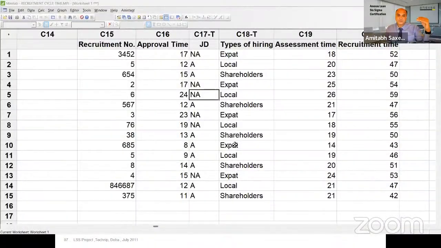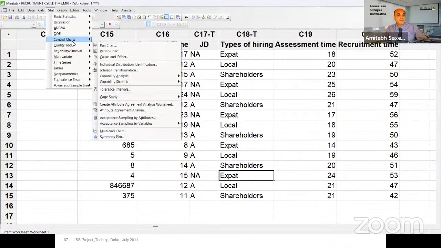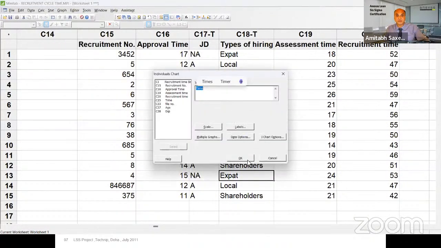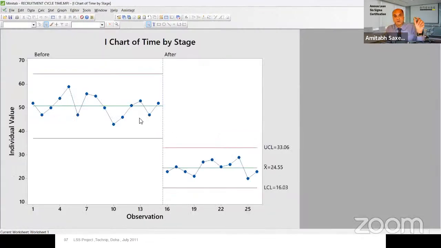So let me show you that. They reduced the recruitment cycle time, and this is very clearly visible from their control chart. So the before and after control chart indicates the shift in the control limits. If you see carefully, the control limits have shifted. LCL, UCL before and LCL and UCL afterwards, they've reduced. That means the process is significantly improved. There is a significant improvement in the process.